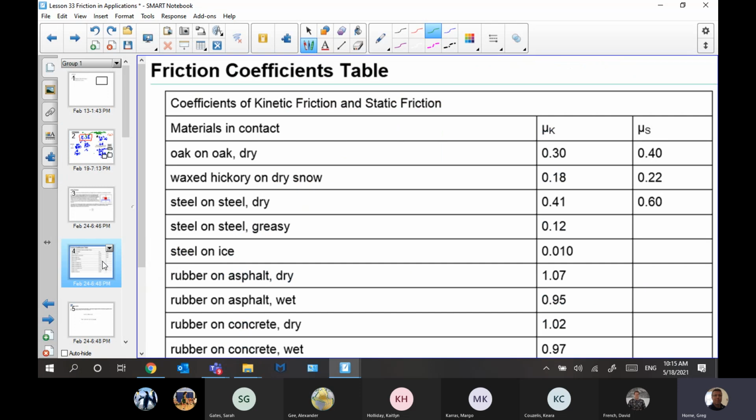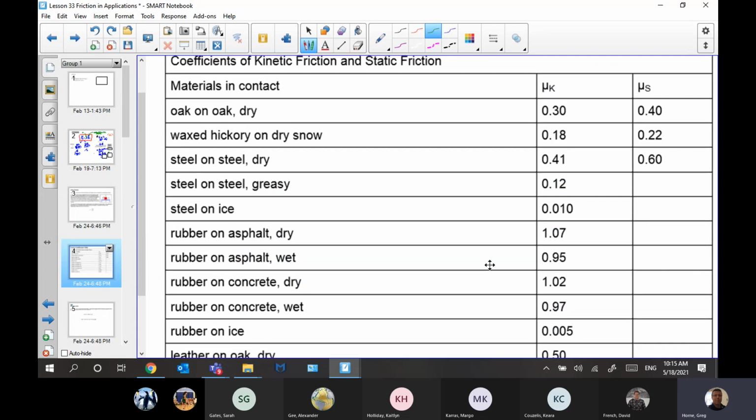So just to remind you, friction coefficients can be lots of different values. If you're looking at oak on oak, then you've got 0.30. So essentially the kinetic friction force can be 30% of the normal force, and the static friction force, which I'll mention in a second here too, can be 40%.